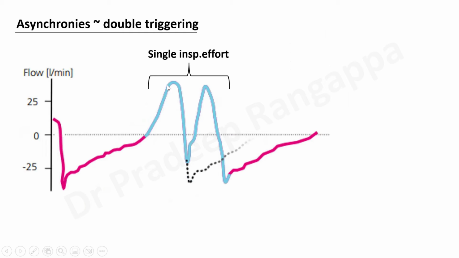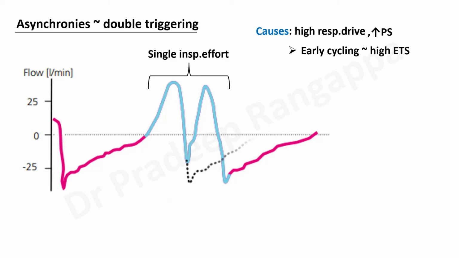Then there's something called double trigger. This is quite intuitive: with a single inspiratory effort, 2 breaths are initiated, as opposed to the single breath you would have expected. This is double triggering. The reasons are that the patient is very tachypneic or has a high respiratory drive, you are providing increased pressure support, or there are high expiratory trigger thresholds, so early cycling happens, or a short time constant. So these are some of the reasons where double triggering happens.